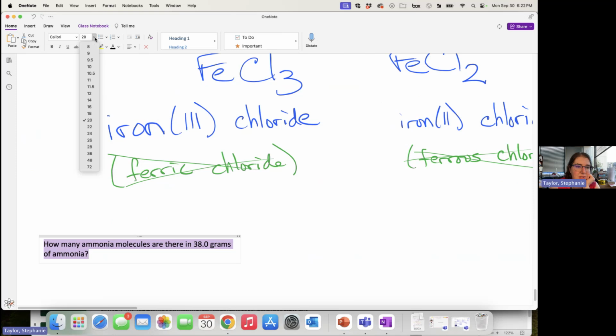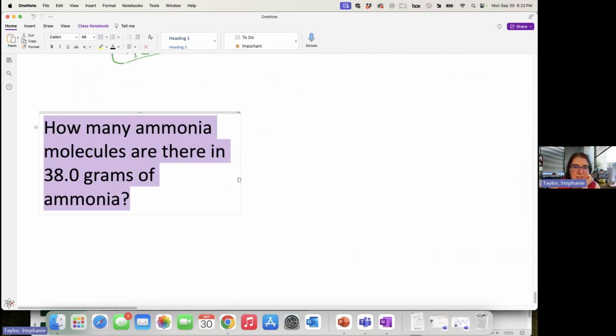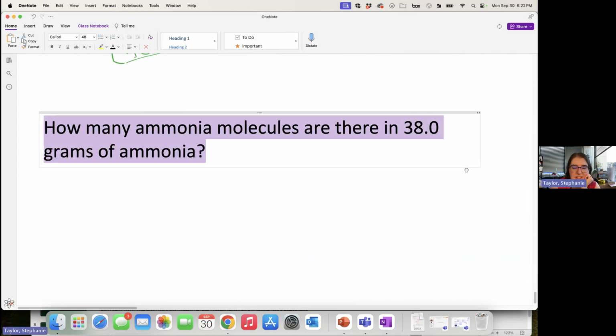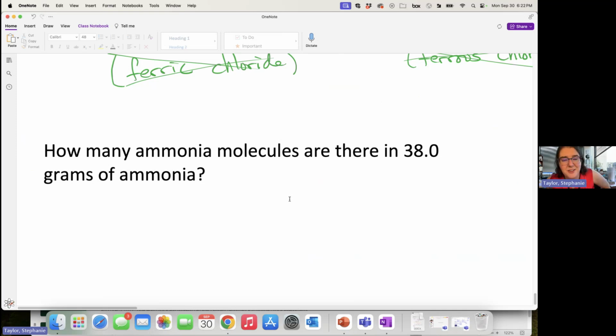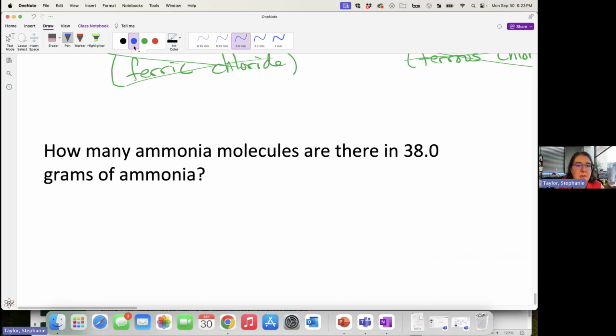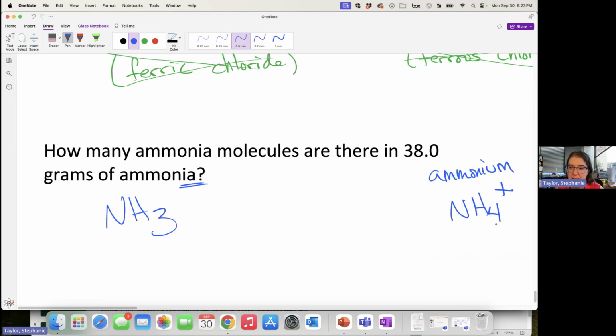Okay, so I got enough time for this. Here's another time where it's all in words. Ammonia is NH3. Just to make your life worse, I'm so sorry about this, I did not name this. This is ammonium. This is ammonia. Ammonia, 3 hydrogens. Ammonium, 4 hydrogens and a positive sign. But we're doing ammonia.